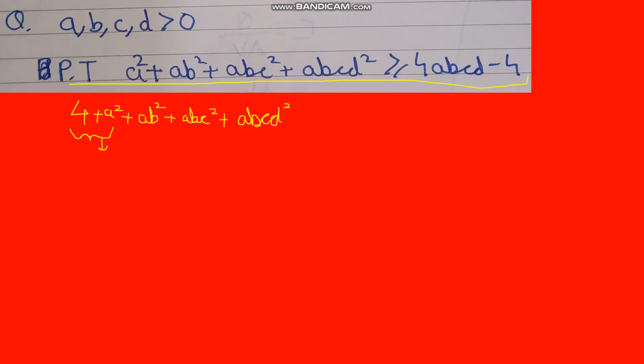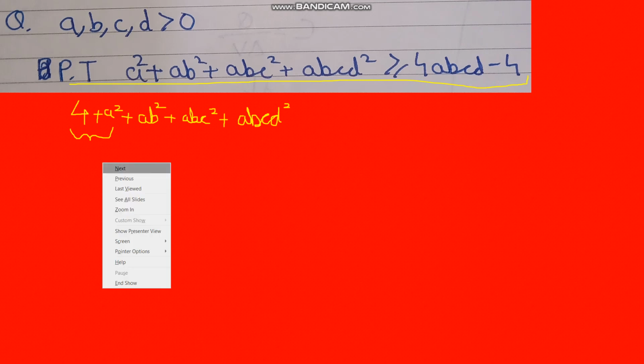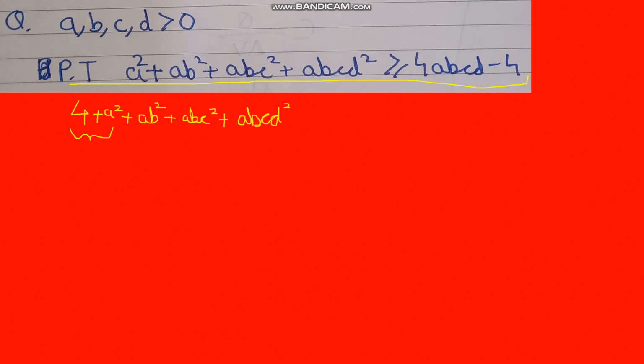Let me make it more clear. This is greater than or equal to 2 into root 4a square, which is 4a. This is greater than or equal to 4a, right? The AM-GM inequality on these two comes to be 4abc.